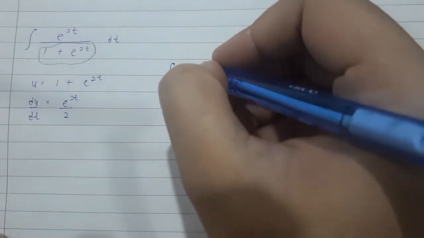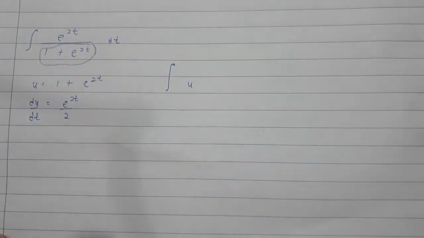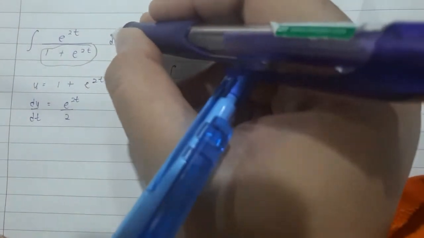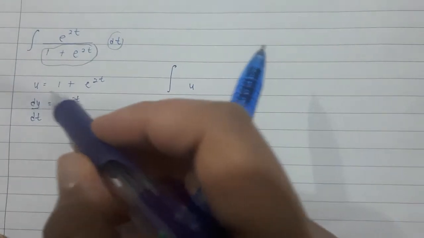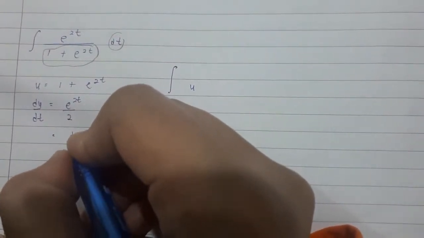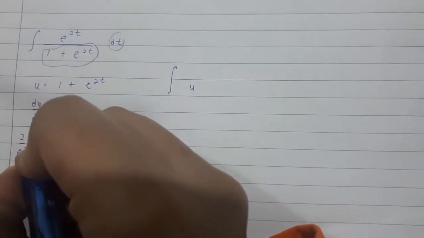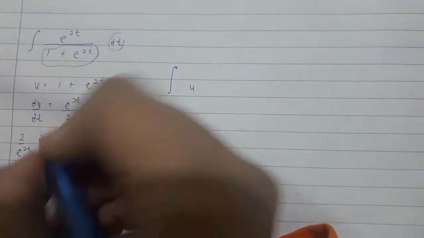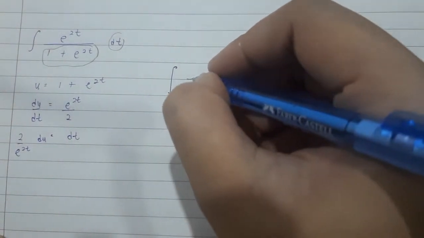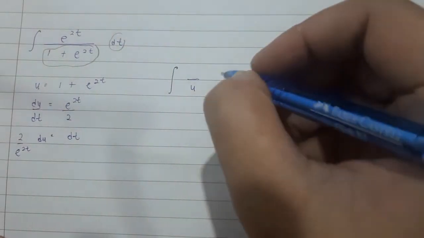So we have u. Next, I want to substitute dt. We can get dt from here. So dt equals 2 over e to the t du. So let's replace dt by this.